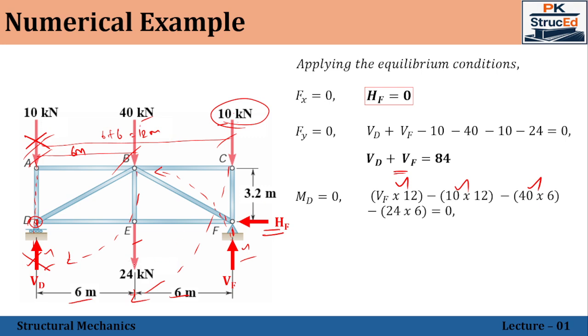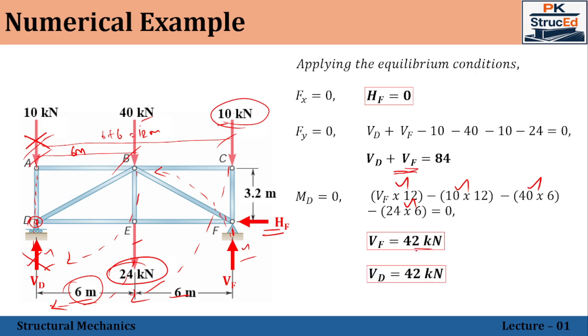The only thing left out is this 24 kilonewton. Again, the 24 kilonewton is also acting on the right side of the point D in the downward direction. Therefore, this also will create a clockwise moment about the point D. The value will be 24 into the perpendicular distance, the horizontal distance is 6 meters. So minus 24 into 6, which will be equal to 0. Now simplifying this equation, we get Vf is equal to 42 kilonewton, and substituting the value of Vf in the earlier equation, we get the value of Vd is also equal to 42 kilonewton.